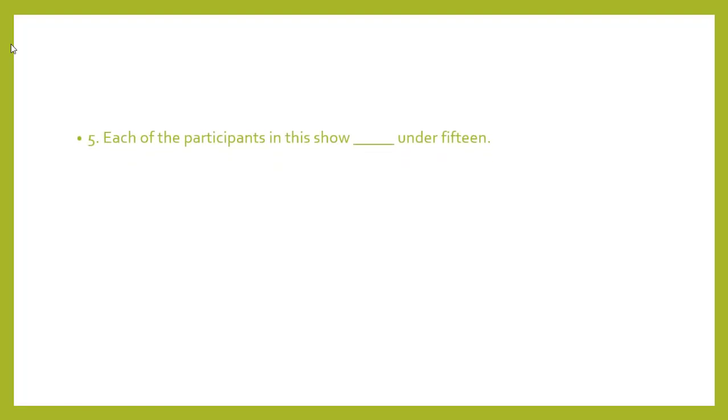Now we go to sentence number 5. Each of the participants in this show dash under 15. Can you think of the correct form of be in this sentence? Okay, tell your solution. Each of the participants in this show is under 15. Can you derive the rule for sentence number 5?